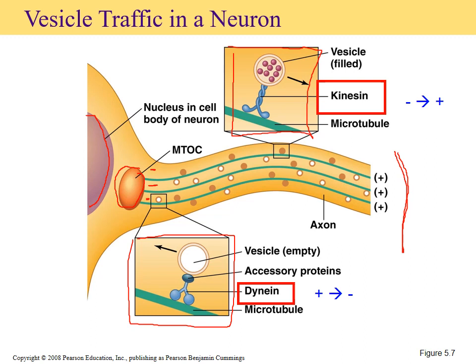Please keep an eye on your polarity, and please keep an eye on the movement type of our motor proteins. So for our microtubules, we have our kinesin and our dynein. Kinesin moving towards the positive end, towards the cell membrane. Dynein moving towards the negative end, back over to the internal workings of the cell, over to the MTOC.